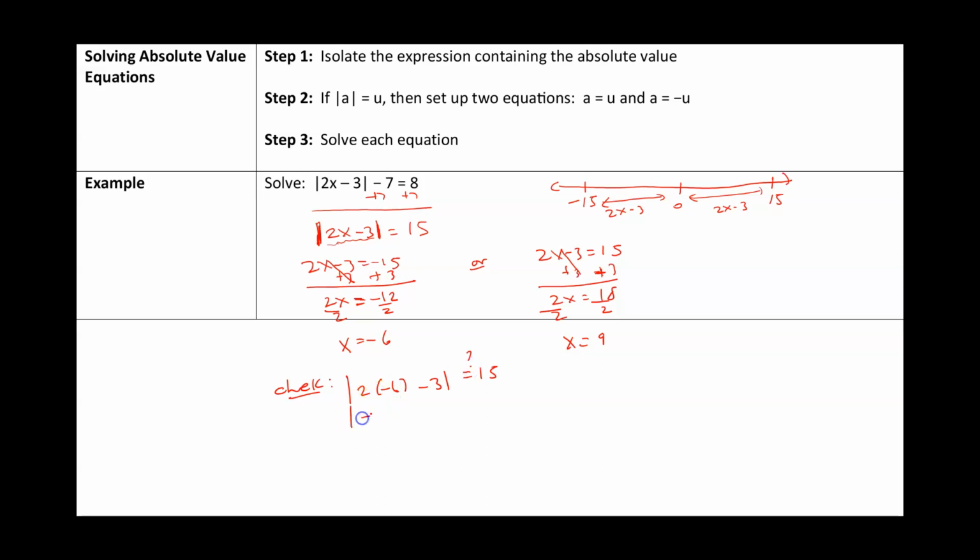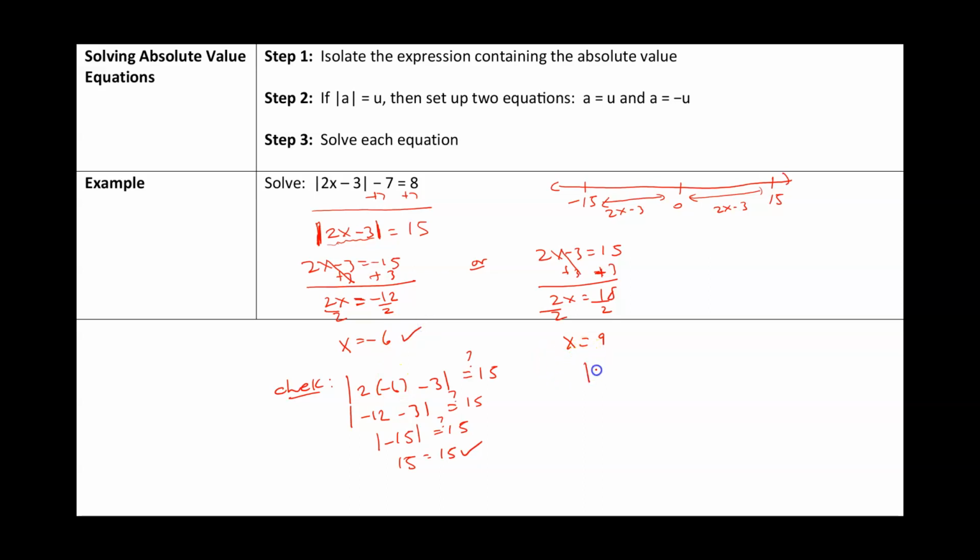So 2 times -6 is -12. We want to check, does that equal 15? -12 minus 3, so we get the absolute value of -15, and now that does equal 15. The absolute value of -15 is 15, so that checks out. So here's what we're doing. We're saying that when x equals -6, this expression has a value of -15, whose absolute value is 15. Therefore, -6 is a solution.